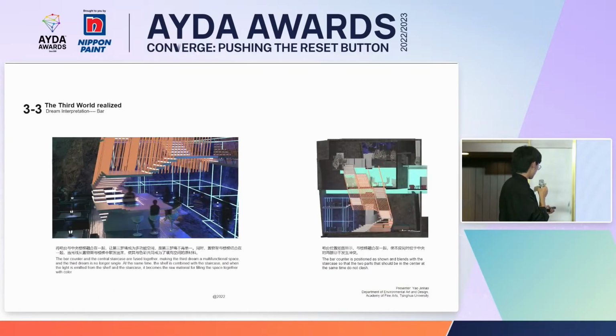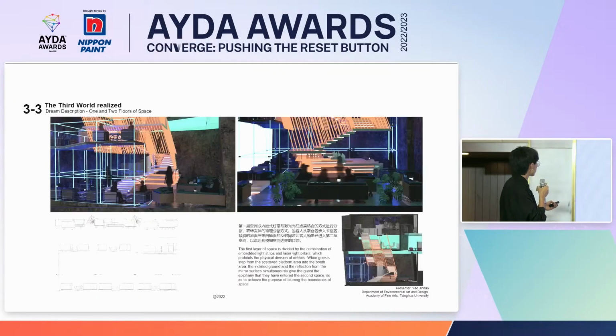The first floor is divided by embedding light strips and laser light beams in order to cancel the physical division of spaces. So guests who are entering the area from the platform are made aware that they are now entering a space through the inclined ground and the reflection of the mirror surface. So what we want to do is really to just blur the boundaries between level 1 and level 2.